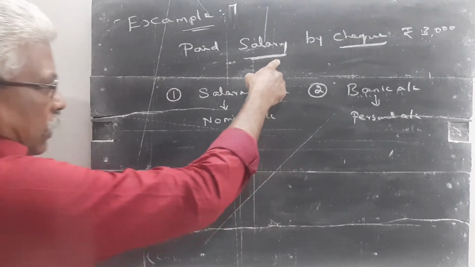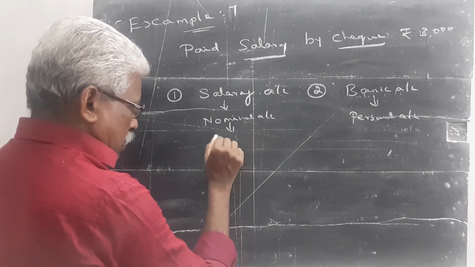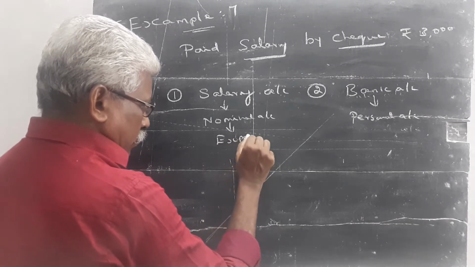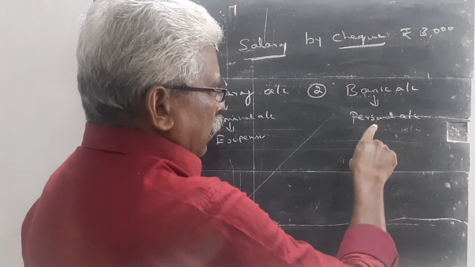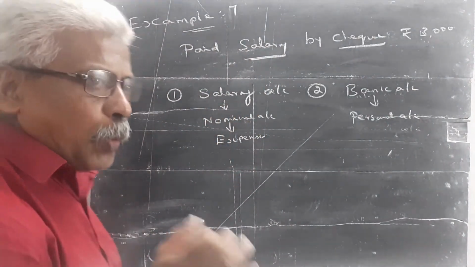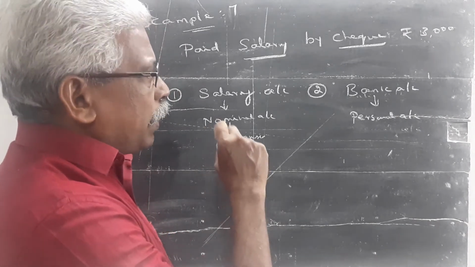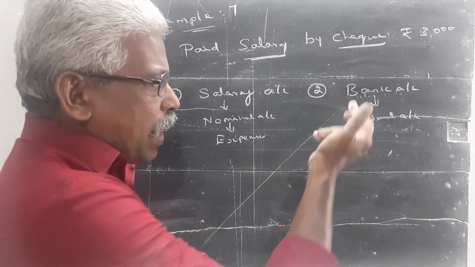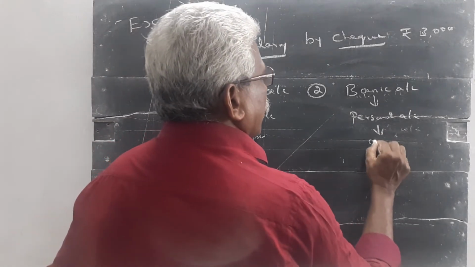Paid salary, so it is an expenditure. It is an expense. Actually, salaries are paid by the proprietor. Now, the salary is paid by means of cheque. So the banker is paying the money. So bank is the giver.